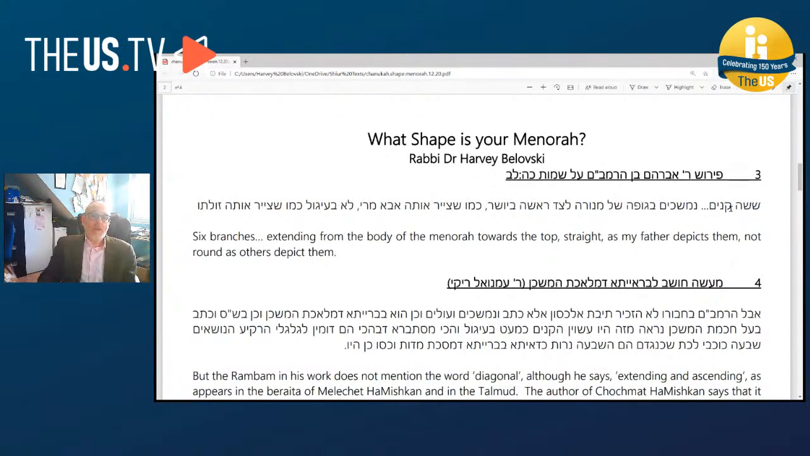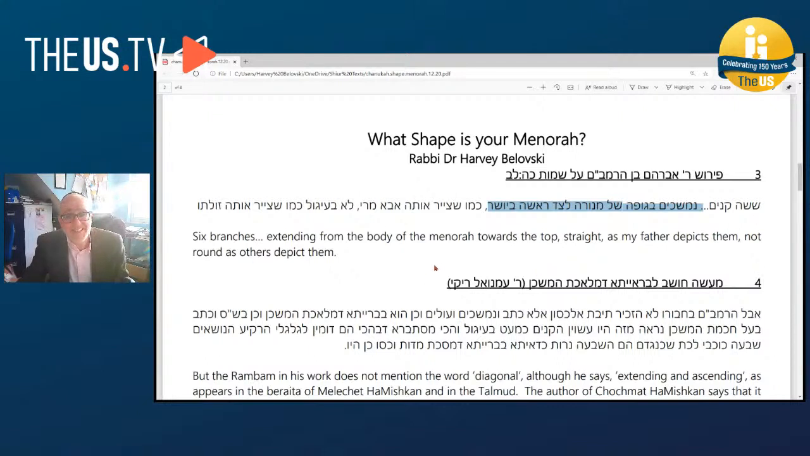The son of the Rambam did not write, or certainly we do not have, a systematic commentary on the Torah. We have his philosophical works, his commentaries on the Mishnah, and so on. But his son, Avraham, known as Avraham ben HaRambam, Avraham the son of the Rambam, did write a Torah commentary, of which we have extant his commentaries on Genesis and Exodus. And he comments on his father's comment to the Mishnah here in source 3, nimshochim begufa shel menorah letzad rosh Yosef. They would go from the body of the menorah, that's the central shaft, straight to the top.